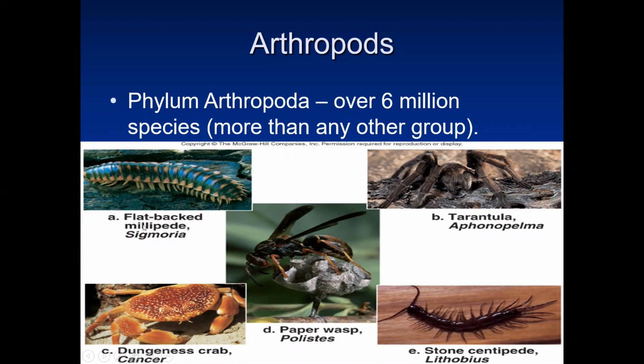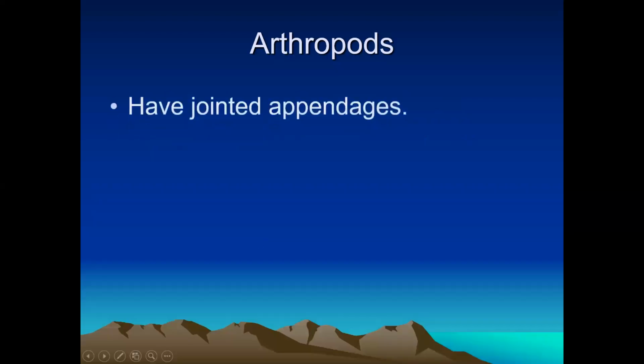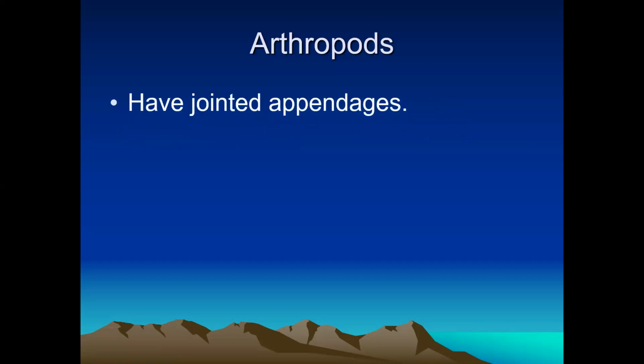So here are some examples of the arthropoda. We won't talk about all of them, but we have millipedes, tarantulas, paper wasps, stone centipedes, the Dungeness crab, lots of things. The characteristic of this group is jointed appendages.